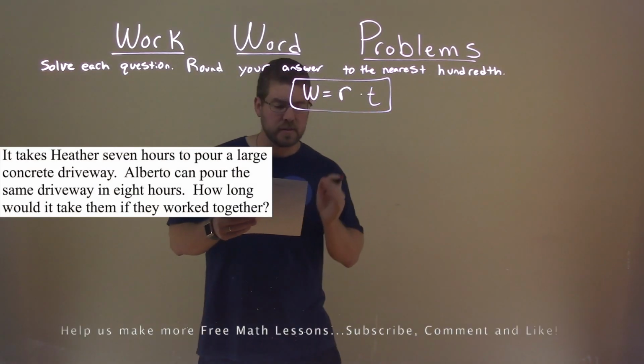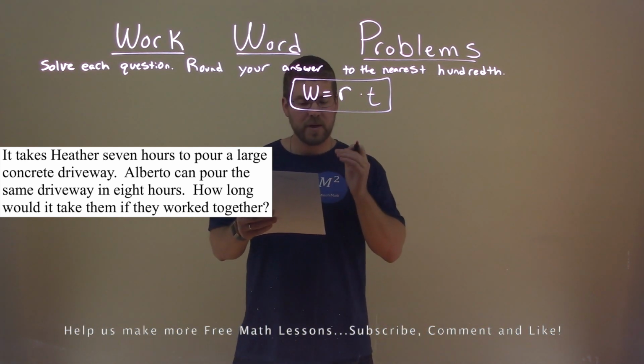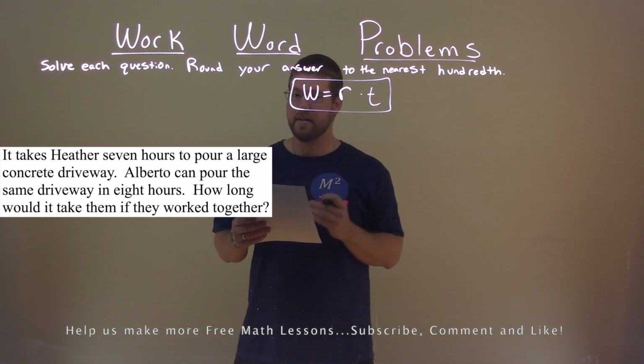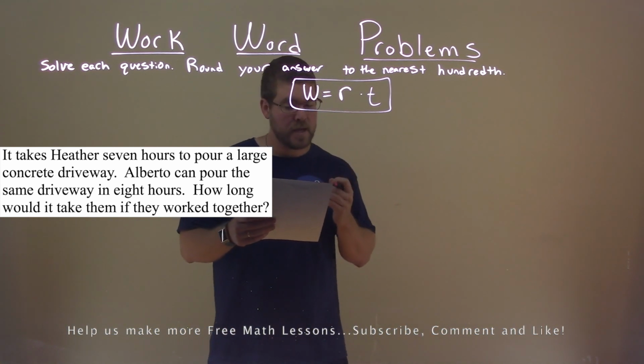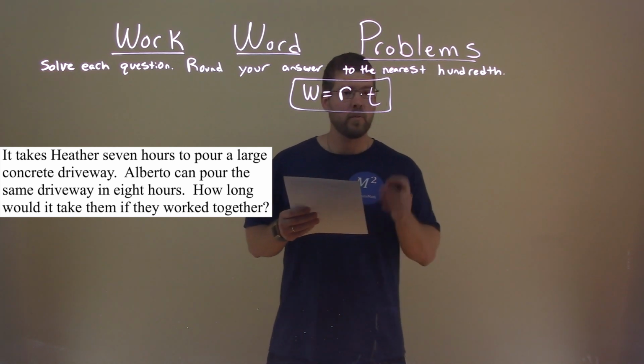We're given this problem right here. It takes Heather 7 hours to pour a large concrete driveway. Alberto can pour the same driveway in 8 hours. How long would it take them if they worked together? So let's break down what we know.